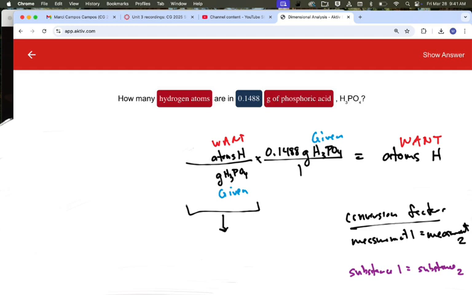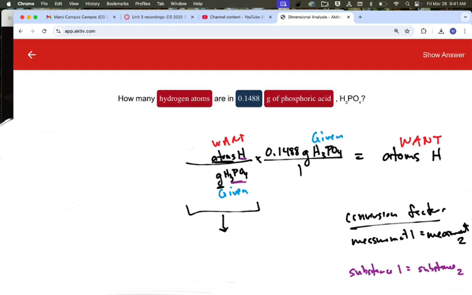So when we go through and look at this conversion factor that we've got, atoms as one measurement, grams as another measurement, and then we also have hydrogen as one substance and phosphoric acid as another substance. That means we have to run at least two conversion factors. Okay, and this is where things can get kind of sideways, is we have to decide what conversion we want to run. I can either work with the atoms of hydrogen or I can work with the grams of phosphoric acid. Either way we do it, we're going to end up using the same conversion factors. We're just going to place them in a different order.